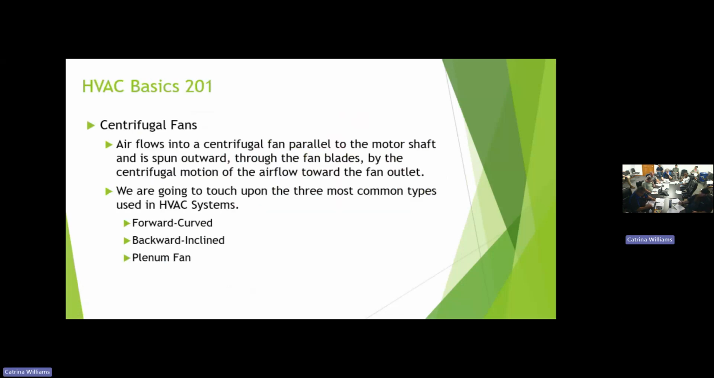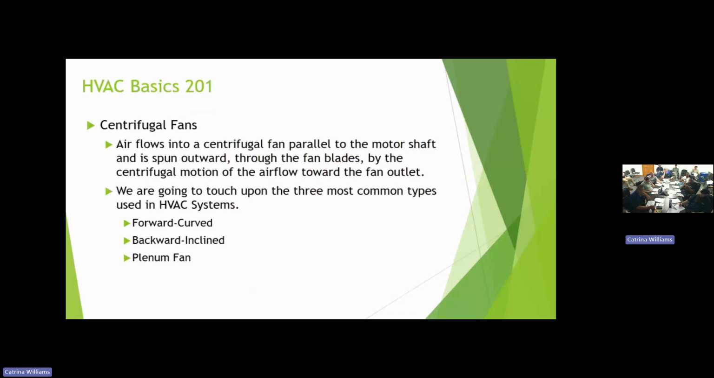Now, we use basic types of fans in the units that we typically build. The typical fan, the air enters parallel with the motor shaft. So air comes in this way and it's spun around and discharges out front. That's the centrifugal fan, and we blow it out by centrifugal force. So the air is forced to turn. It comes in one direction, goes out the other direction. Common types that you see in HVAC.